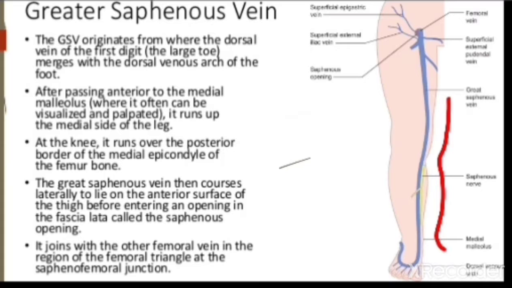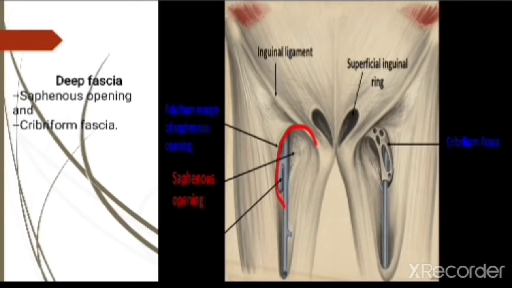So in the thigh, before draining, it enters an opening in the fascia lata. This is the saphenous opening. In the thigh, there is a deep fascia which is known as the fascia lata. This fascia lata forms an opening. This opening is the saphenous opening. In the saphenous opening, the great saphenous vein passes and drains into the femoral vein. So this is the course of the great saphenous vein.